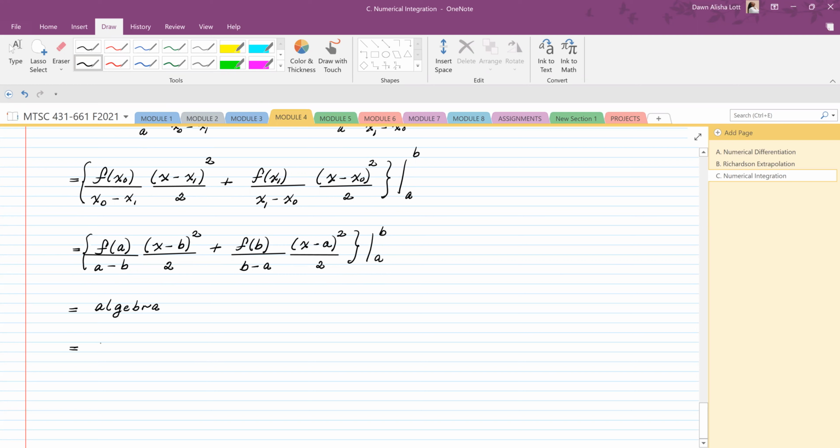This actually comes out to be B minus A over 2 times f of A plus f of B. Oh my goodness, that's the trapezoidal rule. So now we see when n is equal to 1, we get the trapezoidal rule. Okay.